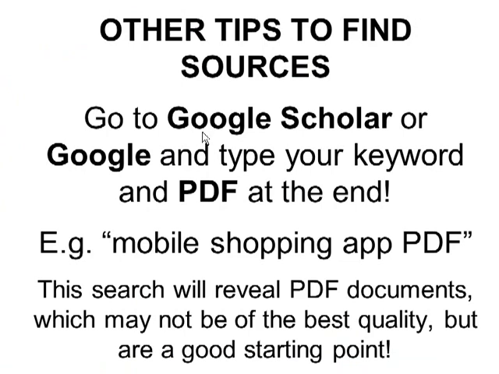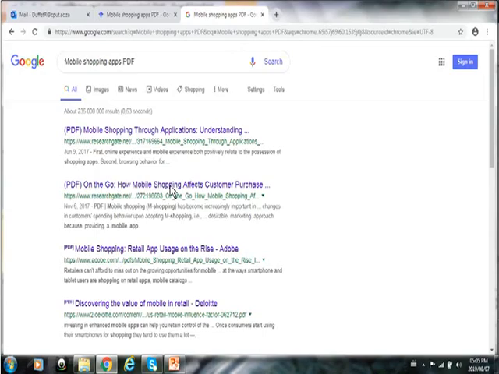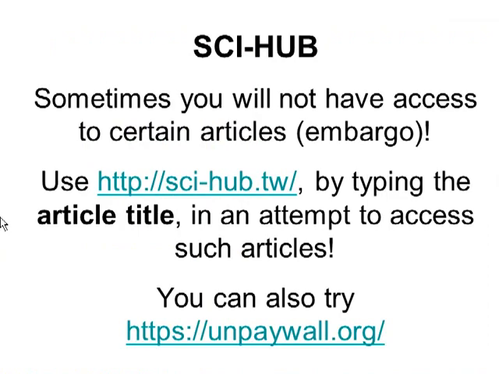It will not give you the best quality again, because Google's not related to quality, but it's good for background reading, just to gain an understanding of your topic. So you could type mobile shopping PDF, and there I've done the search, and here it gives you mobile shopping through applications, PDF. If I click on any of these 4 files, guess what? I get them. It gives me the PDF. So that's not a bad tip. I learned that from our subject librarian this year. So you can always learn things.